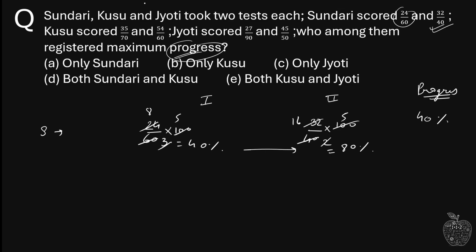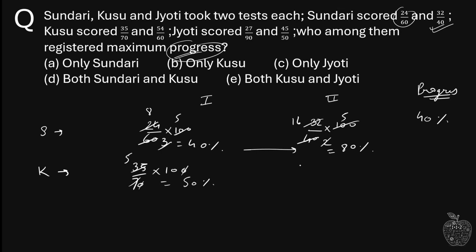Alright. Let's talk about Kusu now. In her first test, she scored 35 out of 70. Let's convert this into percentage. So we multiply it with 100. 0 0 gone, 7 5s are 35. So this is 5 10s are 50%.